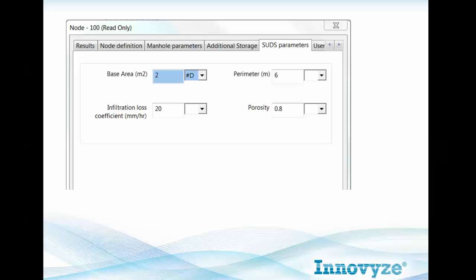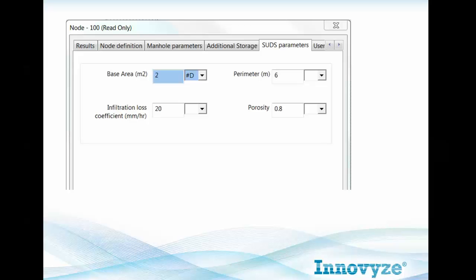Now the key thing here is that, for example, the base area has absolutely no relationship to the chamber area. The chamber area and the shaft area define the volume of this node, whereas the base area and the perimeter are only used in the calculations of how much flow is lost from this node. So we take the base area of 2 meters squared, multiply it by the infiltration loss in millimeters per hour, and that gives us our total loss rate from the base of this structure.